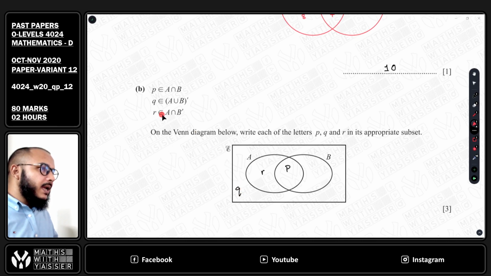And R is an element of A intersecting B complement. So first we need to understand what is B complement. B complement is everything outside this circle B, but since it's intersecting with A, that means it will be over here.